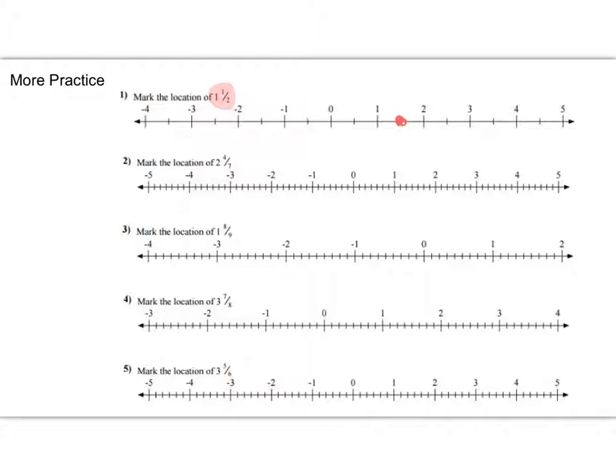All right, 2 4/7. Well, first note that the space between 0 and 1 is divided into 7 pieces. 1, 2, 3, 4, 5, 6, 7. So to go 2 4/7, I'm going to go 1 and 2. And then I need to go 1, 2, 3, 4 to get up to 2 4/7. So my mark is going to be there. Let's see if I can make that a little bit darker. Okay. All right, so you should stop the video and do 3, 4, and 5 and come back and check your answers.